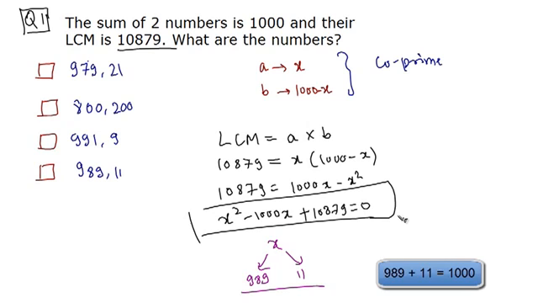If you don't know how to solve a quadratic equation, search on the internet or watch some of my previous videos where I have solved quadratic equations. So the roots are 989 and 11. So our answer is option D.